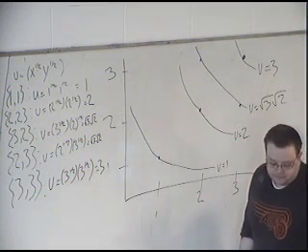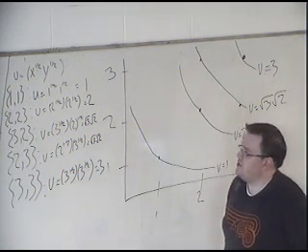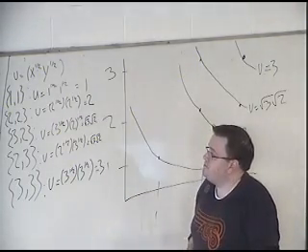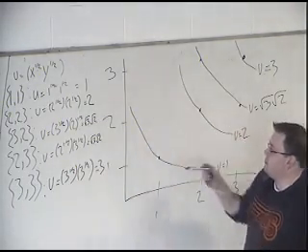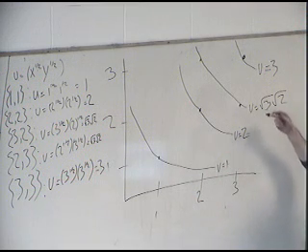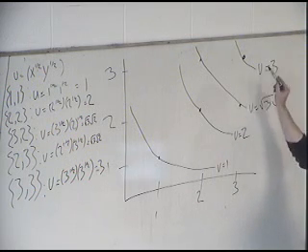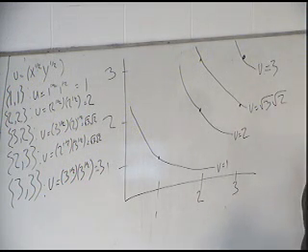So you just calculate the utility number at each bundle, draw in your points, and figure out where the lines have to lie in relation to each other. The further you go this way, the higher the utility numbers are.